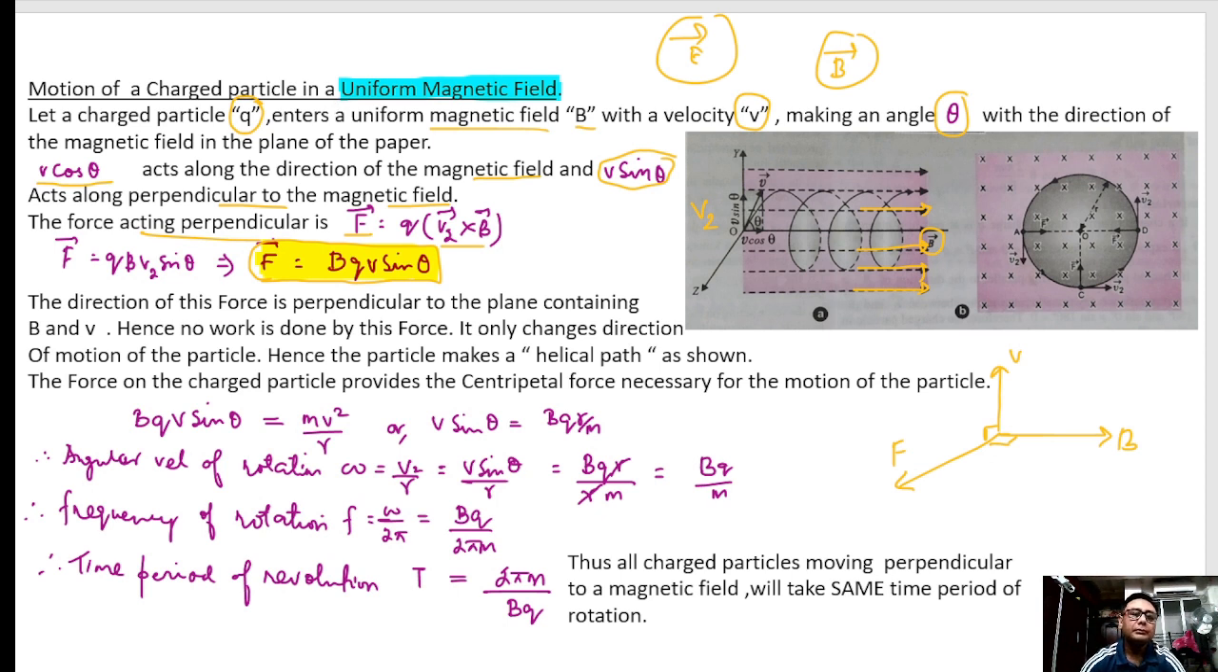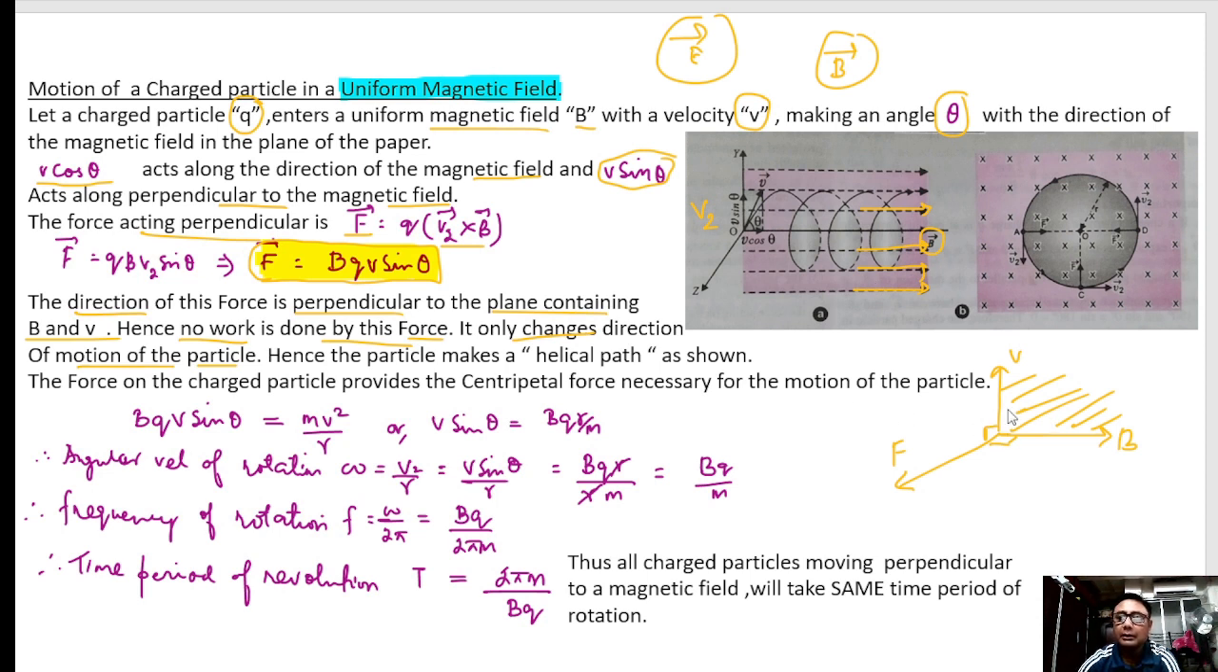Next, as I told you, the direction of the force is perpendicular to the plane containing V and B. As you can see, this is the plane containing V and B. So the force is perpendicular to the plane of V and B. Clear? No work is done by this force. Please note, it only changes the direction of motion of the particle.